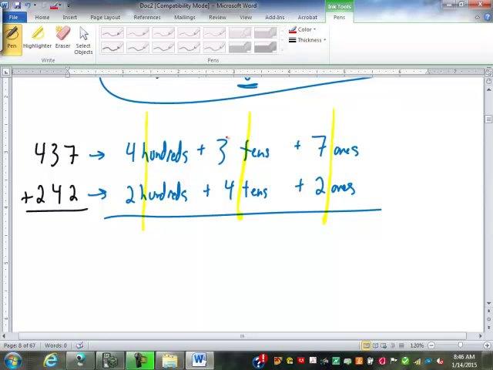Once they're lined up, all we have to do is, well, 4 plus 2 is 6 hundreds. 3 plus 4 is 7 tens. 7 plus 2 is 9 ones. So that's 679.